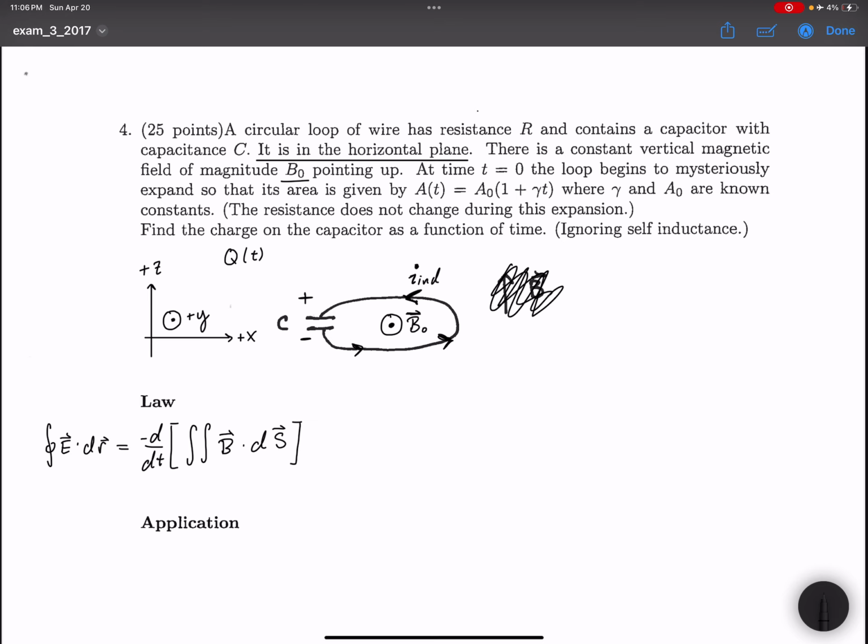Which means that the electric field on the capacitor is going to be pointing up from negative to positive.